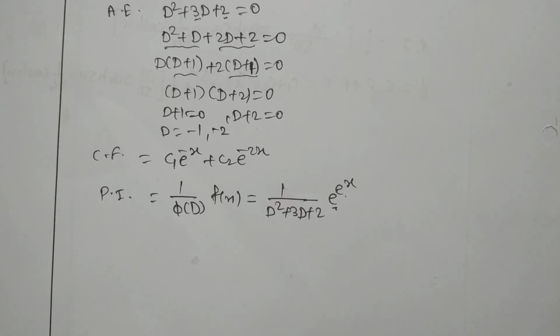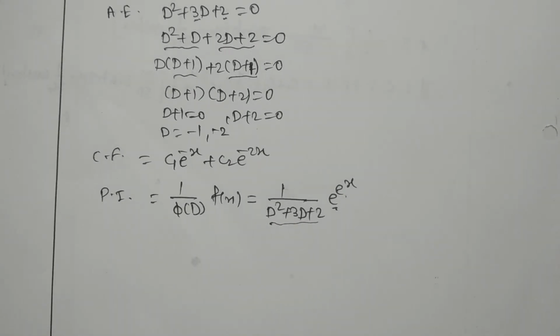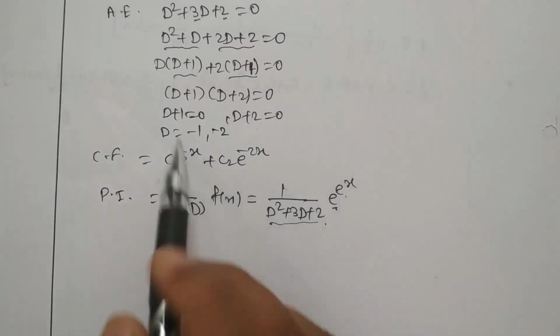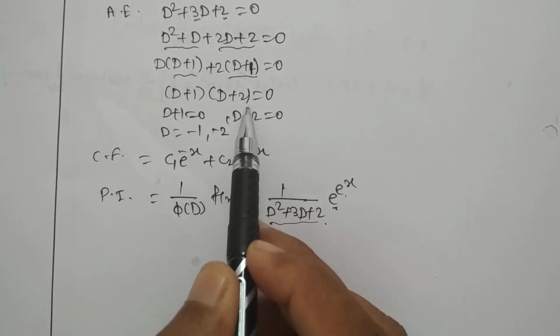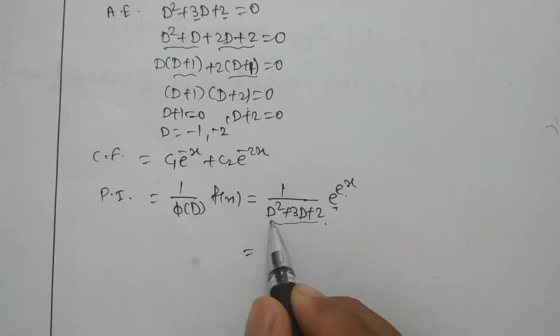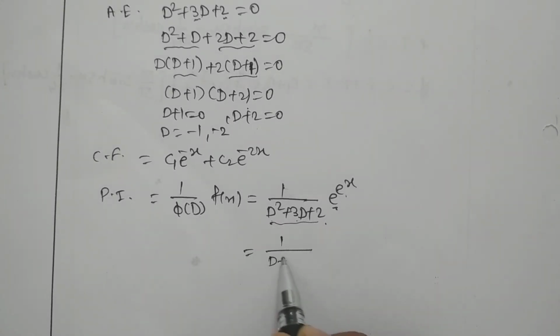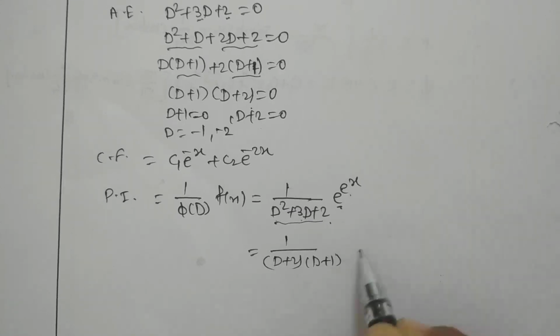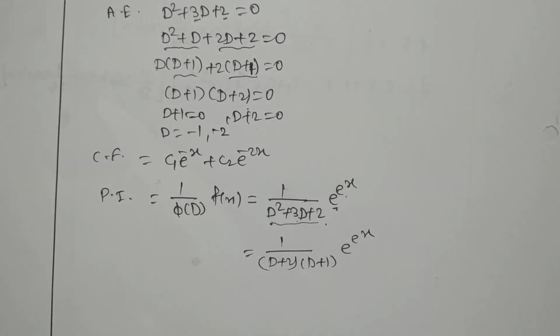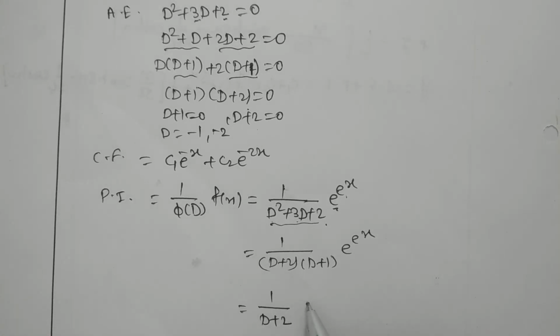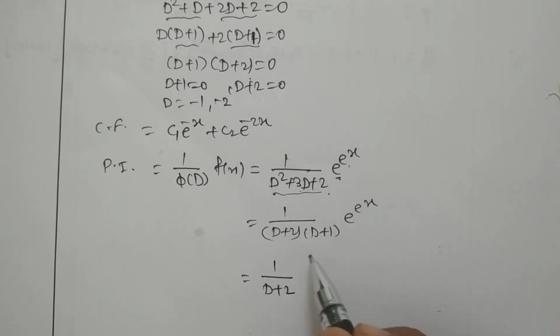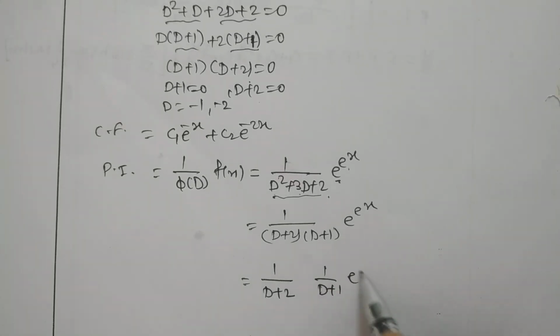When the shortcut method is not applicable, then we can use the general method. So how to use the general method? First of all we have to write this D square plus 3D plus 2 in terms of factors. I already calculated the factors here: D plus 1 and D plus 2. So I can write 1 upon D square plus 3D plus 2 as 1 upon D plus 2, into 1 upon D plus 1, e raised to x. Now this equals 1 upon D plus 2 factor as it is, and this 1 upon D plus 1 e raised to x.